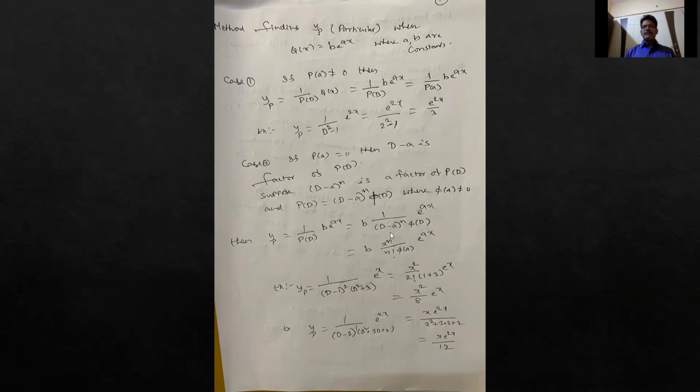So suppose P(D) is (D minus a) whole power n phi(D), where phi of a is not equal to 0. Then what is the yp, the particular integral? Just b x power n by n factorial phi of a e power x.